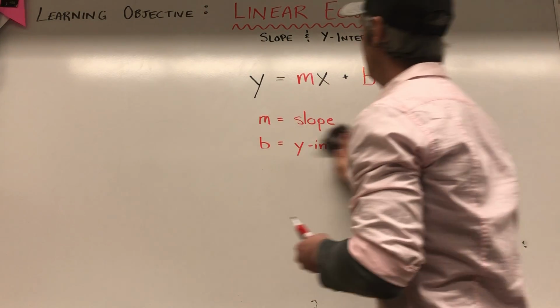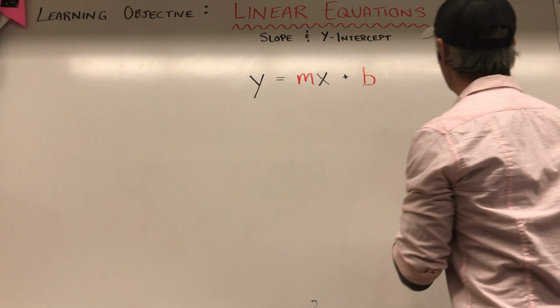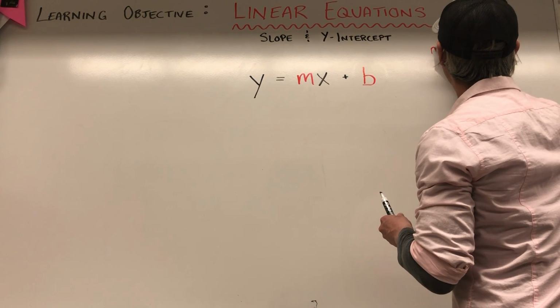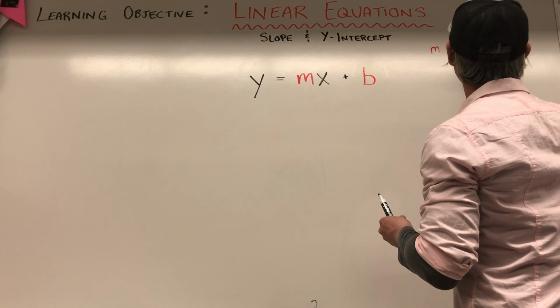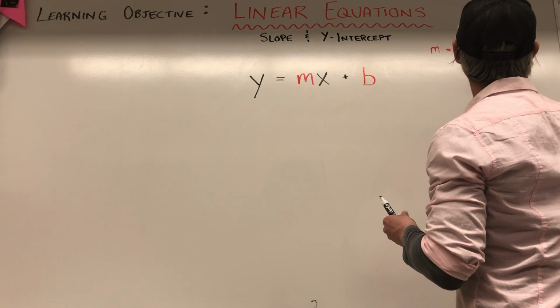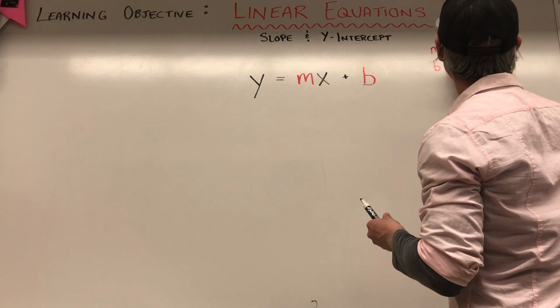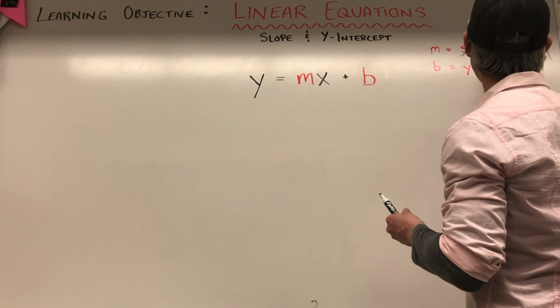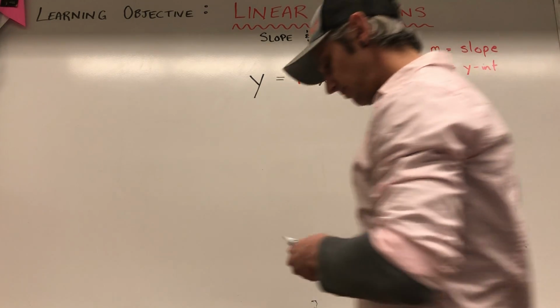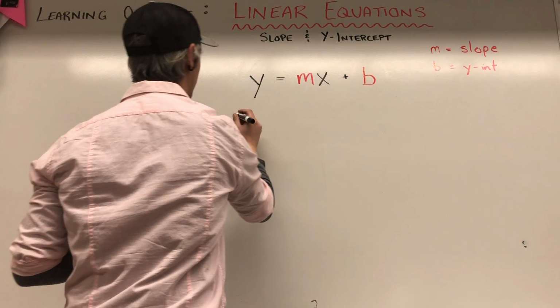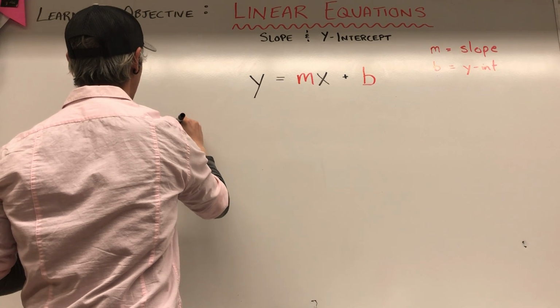m is slope. I'm going to put these terms right here. And b, y-intercept. Okay? So, slope, m.